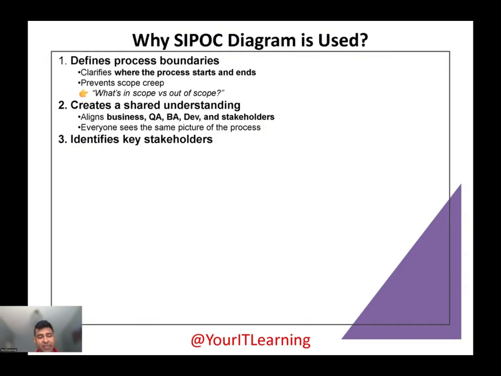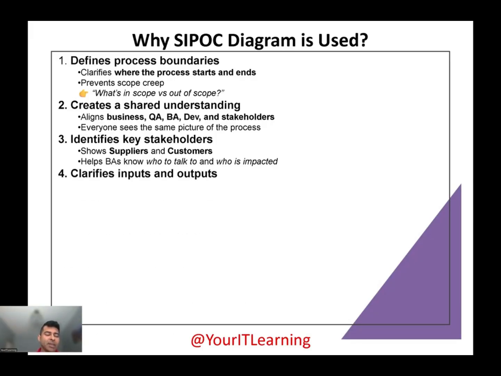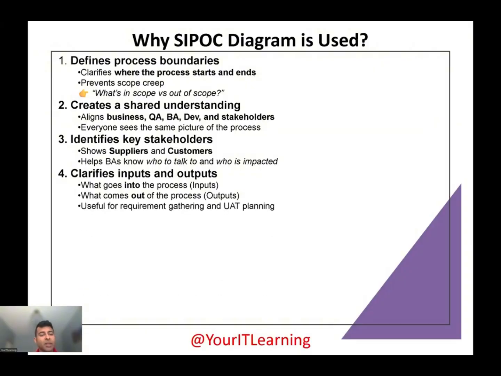Identify key stakeholders. It shows who is the supplier and who is the customer, so it is easy to identify and helps business analysts know who to talk to and who is impacted. It clarifies inputs and outputs, what goes into the process and what comes out of the process. Useful for requirement gathering and UAT planning, useful at the start of analysis or improvements.